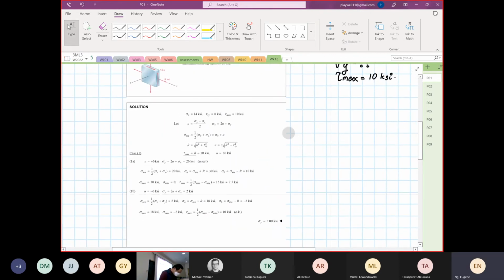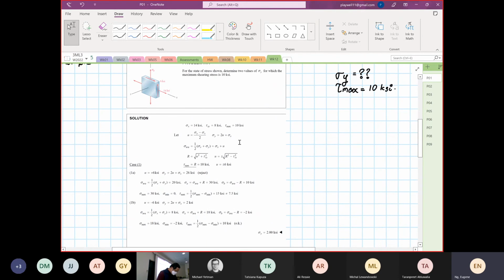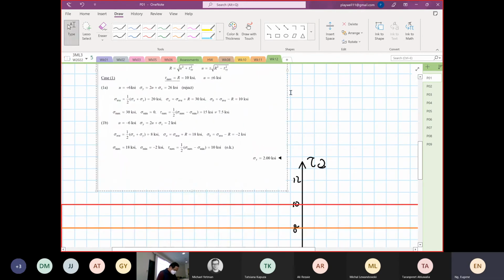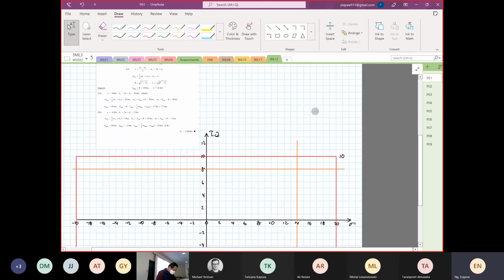So our shear is 8. Our normal stress is 14. So that's why it's given. Okay. So let me sketch out the element. So we know that we have 14 down here. We have 8. Stress Y is what we don't know.